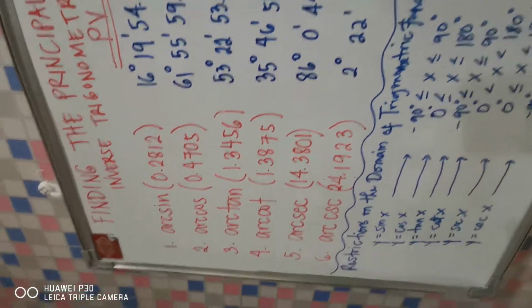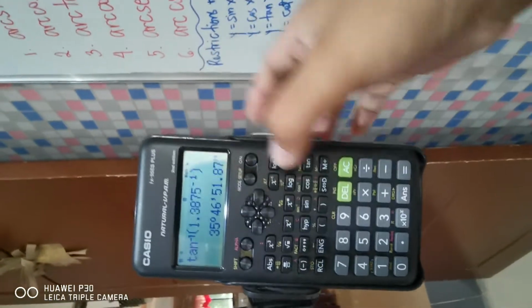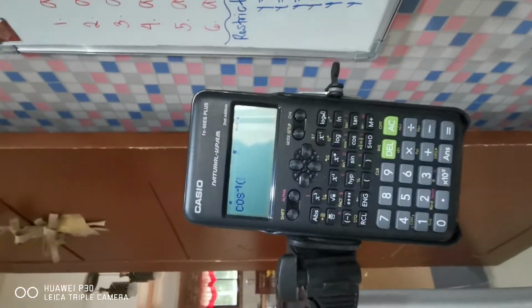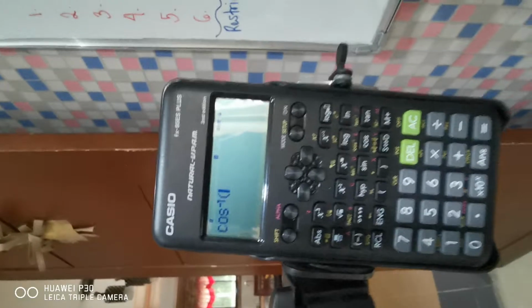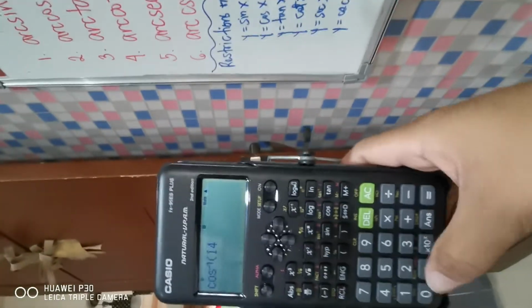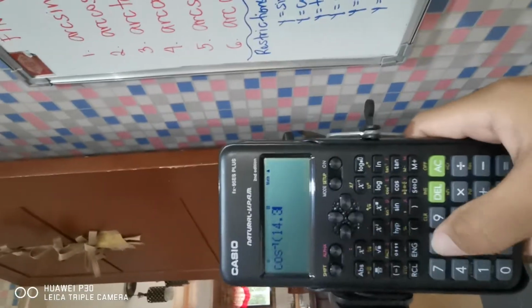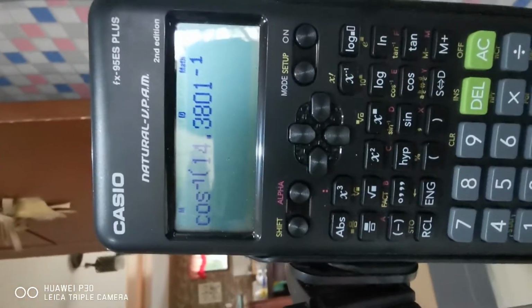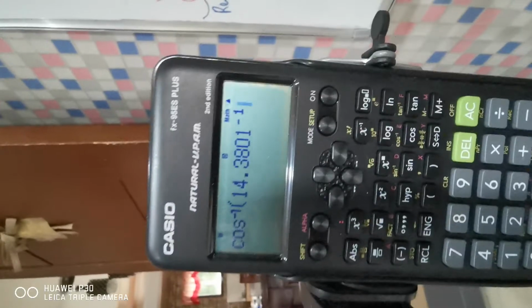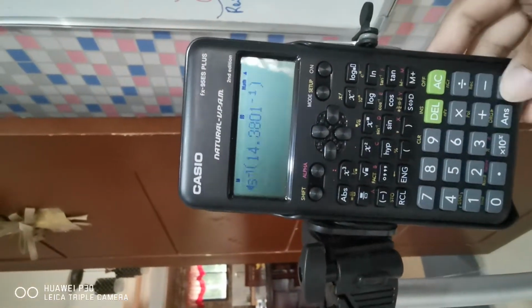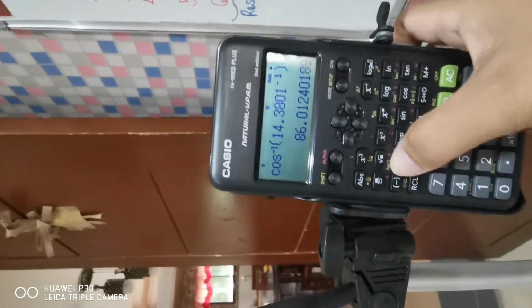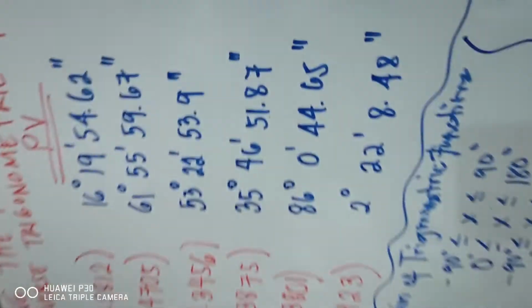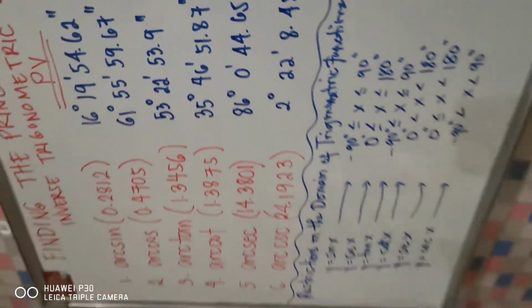Now with the next function, press shift cosine, because cosine is the reciprocal function of secant, 14.3801. Then press x to the negative 1 because we are looking for secant and not cosine. Close, equals. Press degree. Then you have 86 degrees, 0 minutes, and 44.65 seconds.